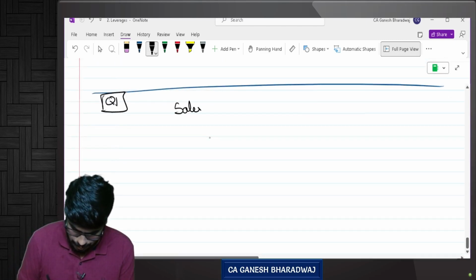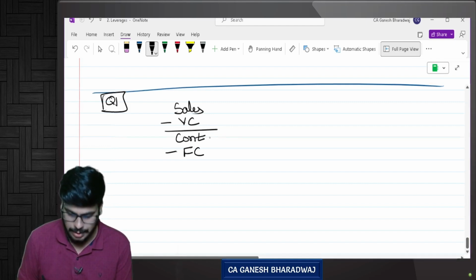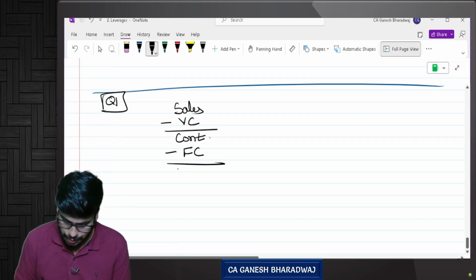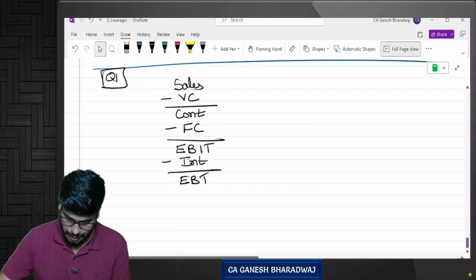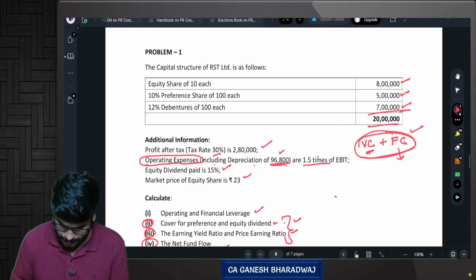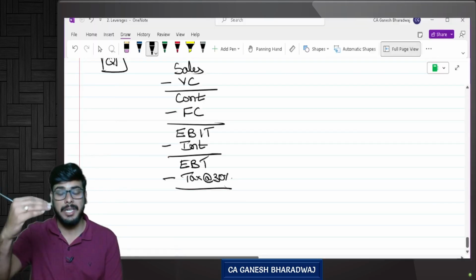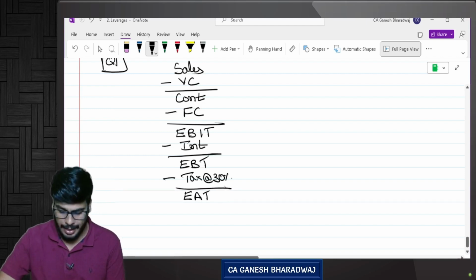Sales minus variable cost gives you contribution, minus fixed cost, that is fixed operating cost, gives you EBIT, correct? So minus interest gives you what? EBT, earnings before tax. Then minus tax, in this question they have given at the rate of 30%. So EBT minus tax gives you what? EAT, earnings after tax, correct?